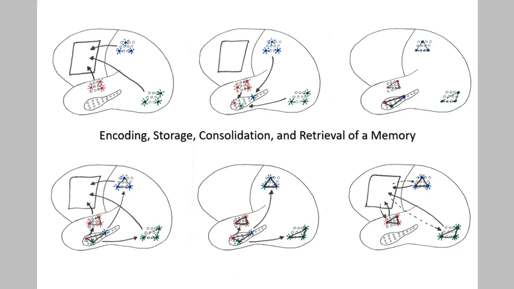Well, now it's time to see in a little bit more detail what scientists think is going on in our brain when we are engaged in the encoding and storage and consolidation of memories and then retrieving a memory.